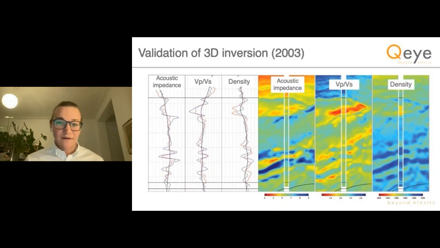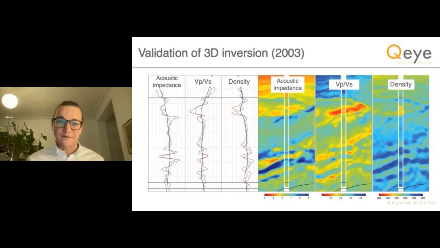Here's an example of the 3D-AVO inversion results that are also a part of the 4D-AVO inversion. The 4D-AVO inversion produces changes in elastic properties as well as results for the baseline elastic properties. And here's an example of the results for the baseline inversion for 2003, so before any production.